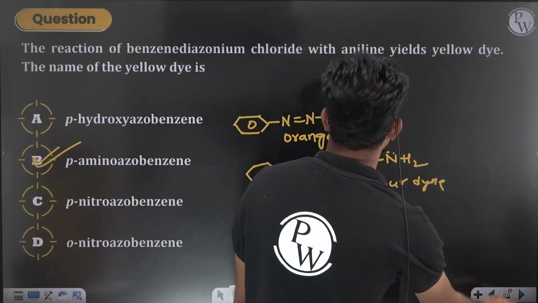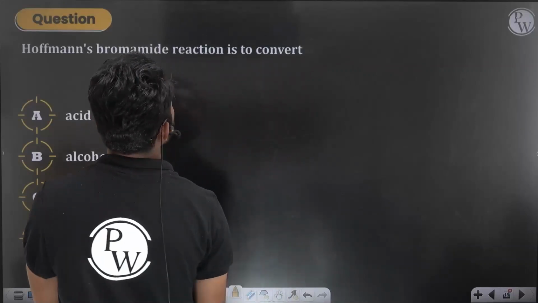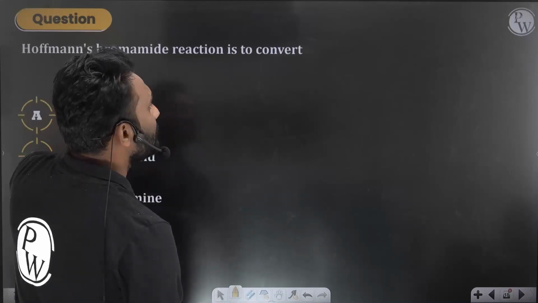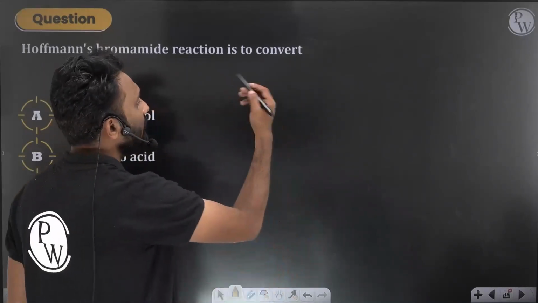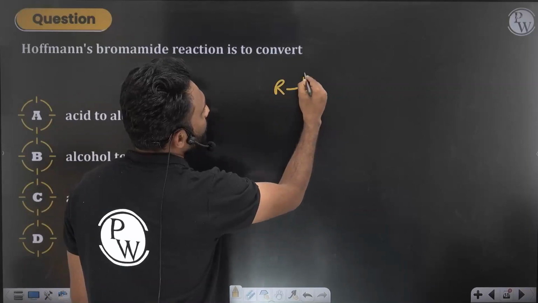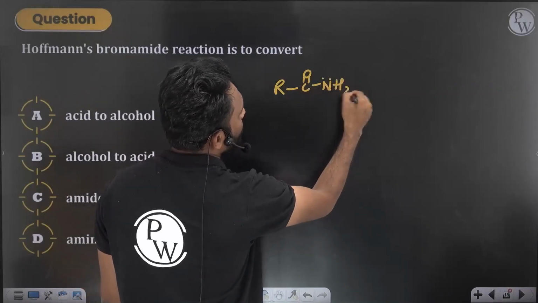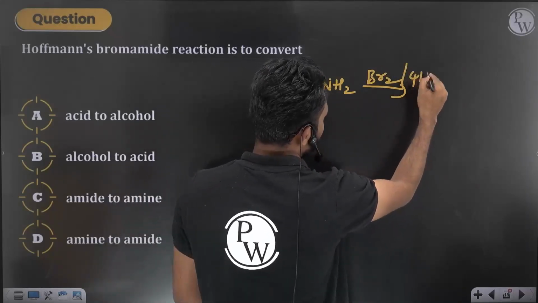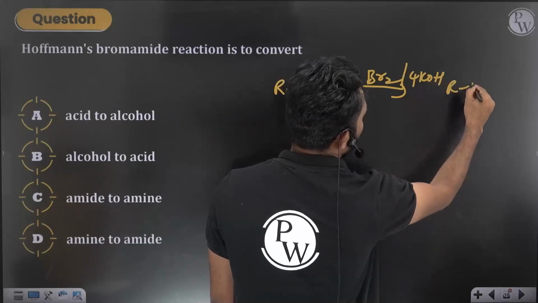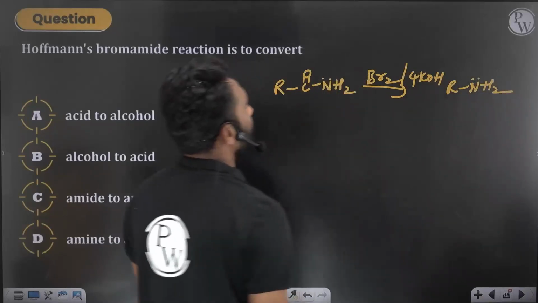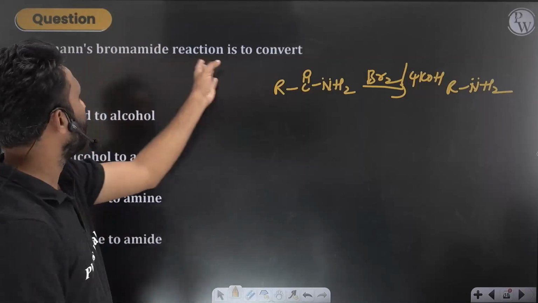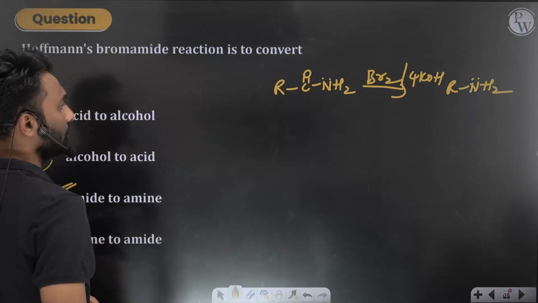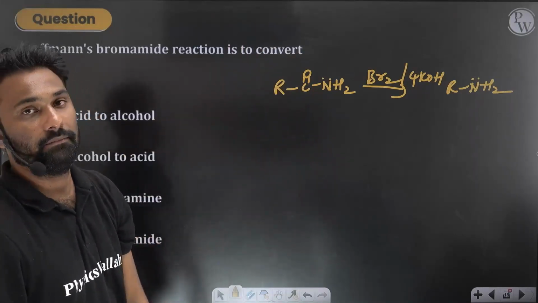Next. Hofmann bromamide reaction is converted to what? Hofmann bromamide reaction converts from what to what? An acid amide in the presence of Br2 and 4 moles of base. It will be converted into primary amine. So it converts from amide to amine.